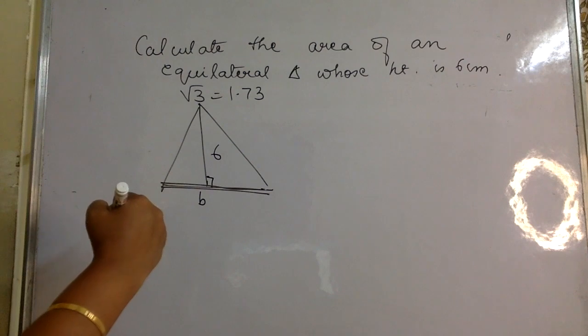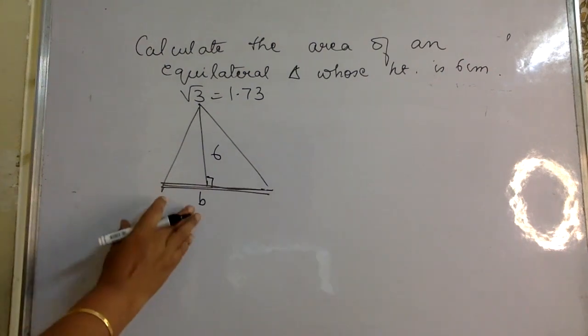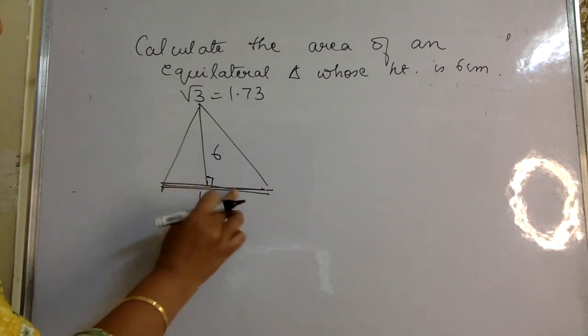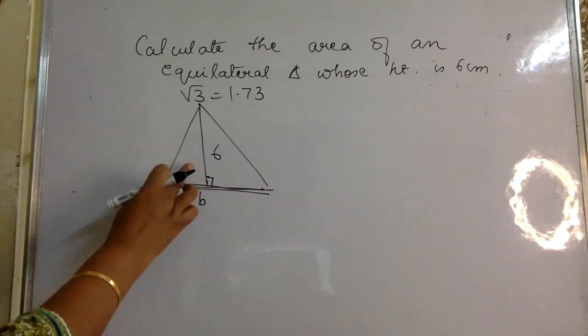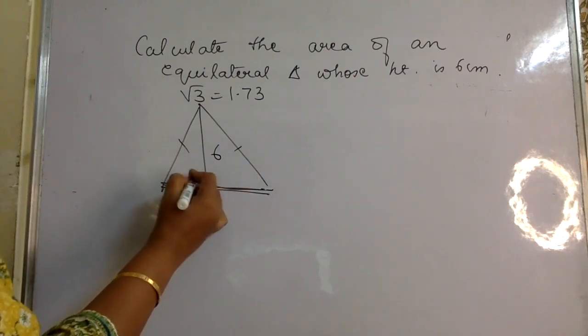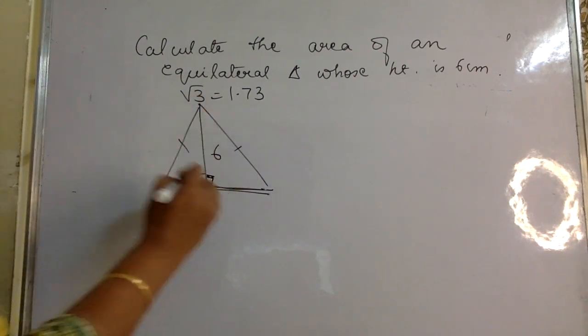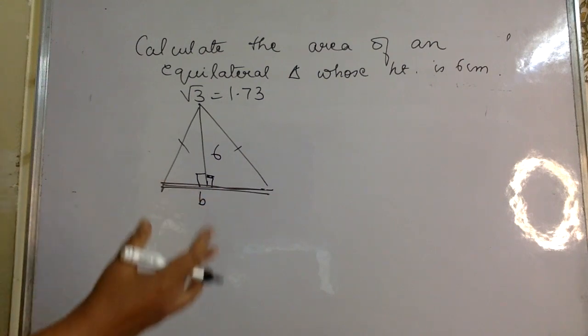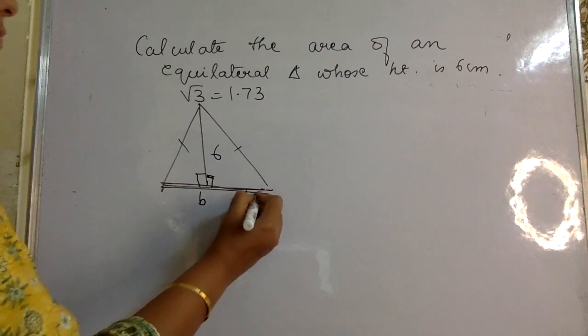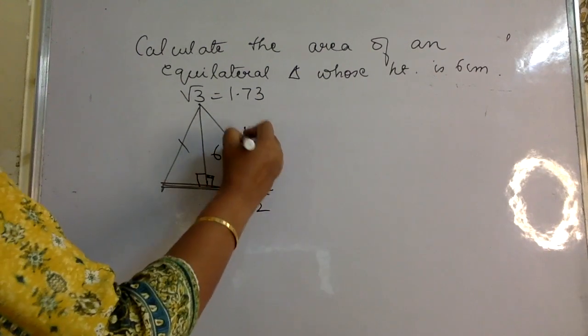Since it is an equilateral triangle, remember this height actually bisects this side. These two triangles are congruent. This is equal to this. This is 90 means this is also 90, and there is a common side. So by right angle hypotenuse side, these two triangles are congruent. In that case, this part is b by 2 and this is another b.